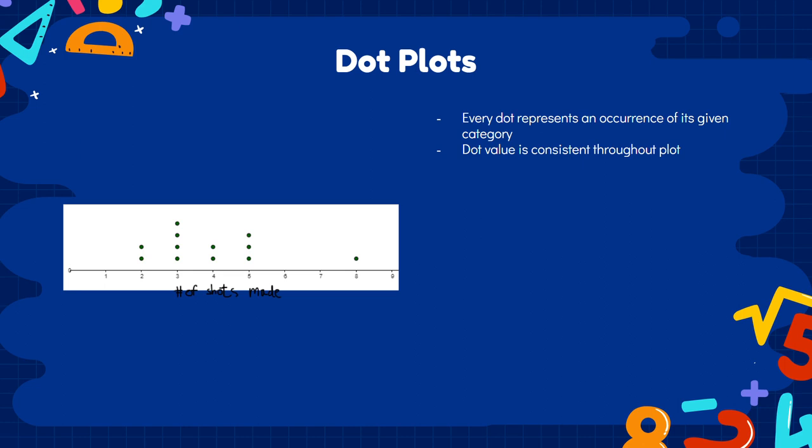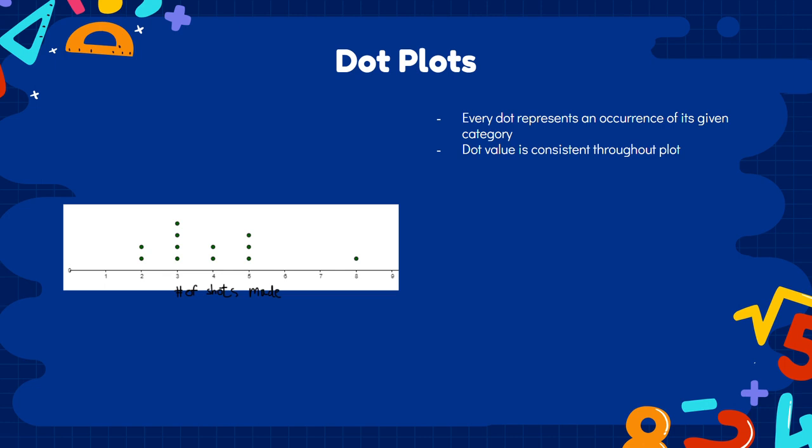So to make that more clear, say we're talking about number of shots made, right? Say everyone took 10 free throws and then you plotted it on a dot plot. Say you look at 5. There's 3 dots above the number 5, so number of shots made, 5. Every dot is an occurrence of its given category. So the given category is 5, right? Each dot is a person making 5 free throws or 5 shots.